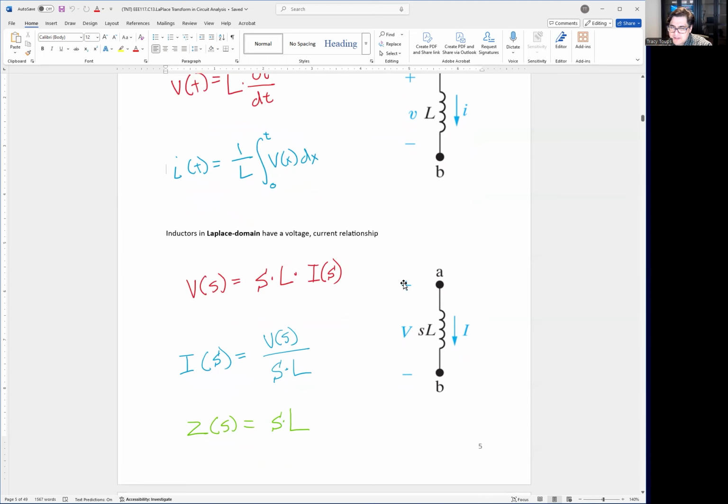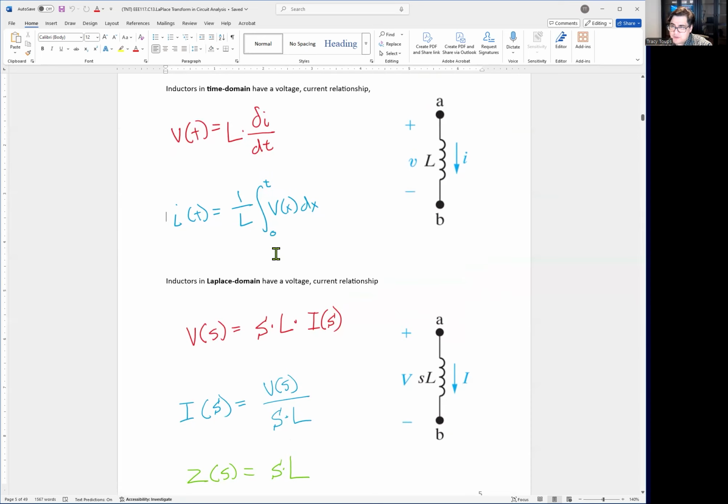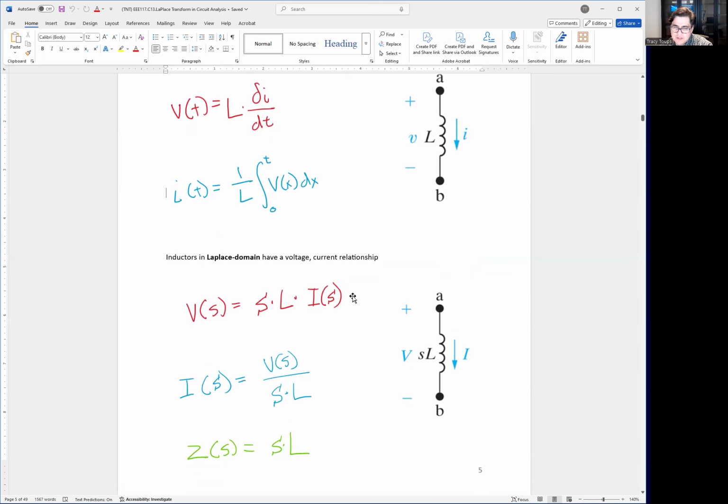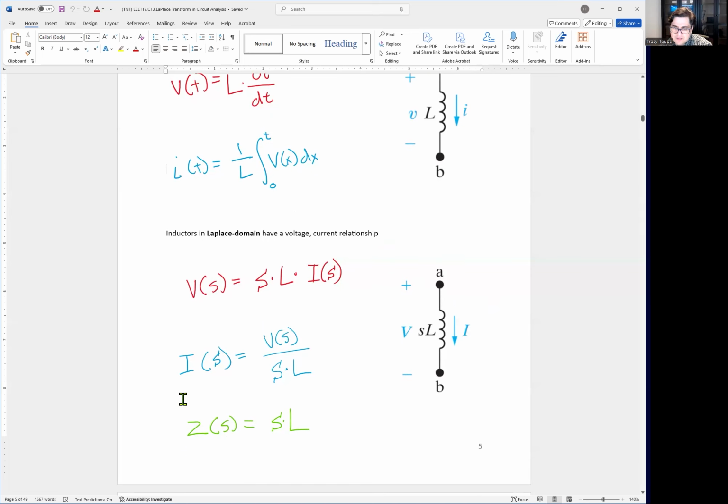So now I could see a voltage across the inductor, current flowing through it, and impedance is S times L. I can now use Ohm's law to figure out anything I want here, which is way better than differential equations, right? That's the whole reason why we're doing this. Okay, so the big thing here is the inductor is S times L.